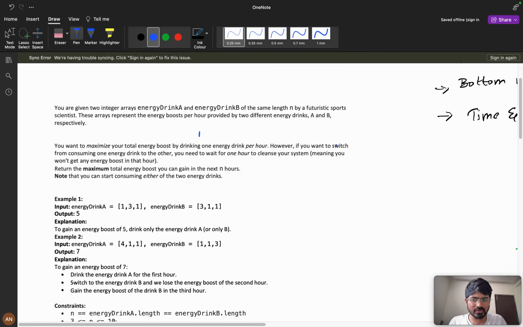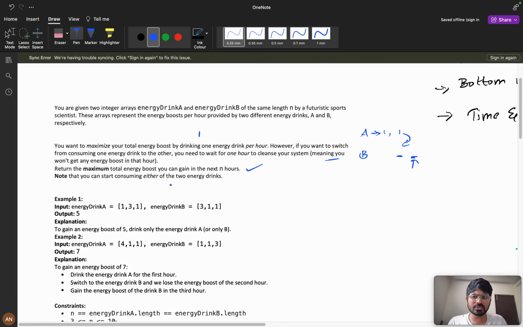However, if you want to switch from consuming one energy drink to the other, suppose you are drinking A and then you want B, for every hour you can drink one drink. If you are switching, you need to wait for 1 hour to cleanse your system. So if you are switching to B, you need to skip the next hour because you want to make your stomach empty and cleanse your system. You won't get energy in that hour, you will skip it. We need to return the maximum total energy boost you can gain in the next n hours.